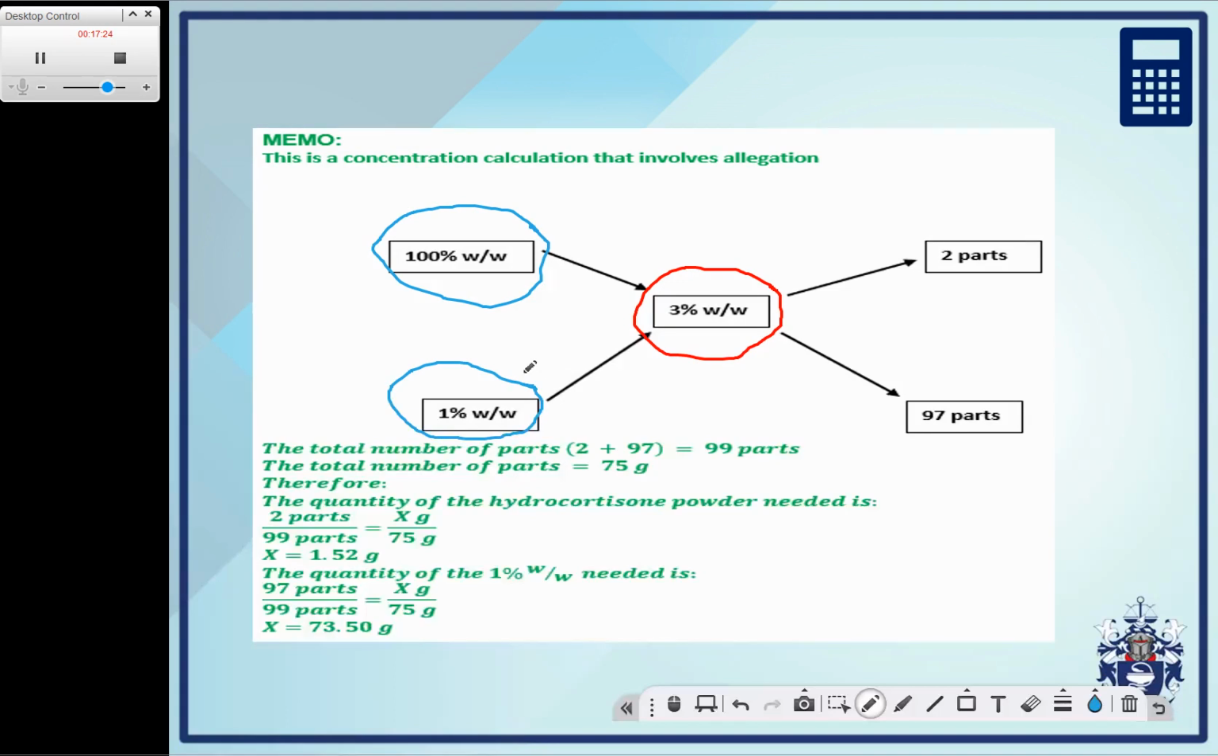So the two concentrations that you have to use are always written on the left-hand side. The concentration that you have to obtain, always in the middle. And then what you do, you subtract 100% weight per weight minus 3% weight per weight, which renders 97 parts, and then 3% weight per weight minus 1% weight per weight, which renders 2 parts. It's important to note that the answers you get by the subtraction of the terms here are always in parts. Remember that.